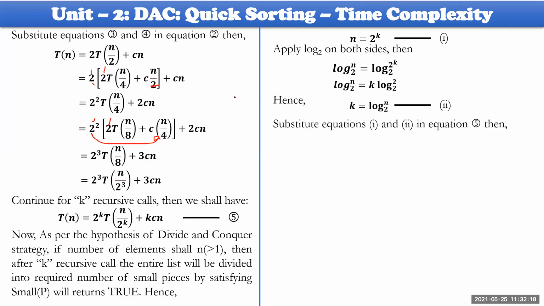Then substitute equation number 1 and 2 in equation number 5. Then you could get n into t of n by n plus log base 2 n into cn. Instead of k, log base 2 n into cn will be taken. Instead of 2 power k, n will be taken. If you solve this, t of n by n equal to t of 1, and t of 1 equal to 1 as per the first equation. So therefore, n plus log base 2 n into cn.